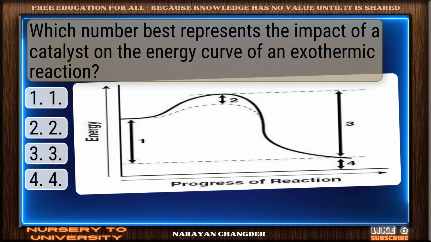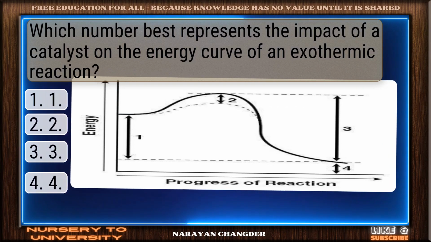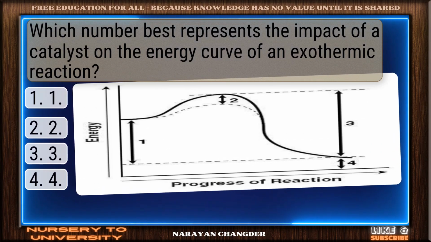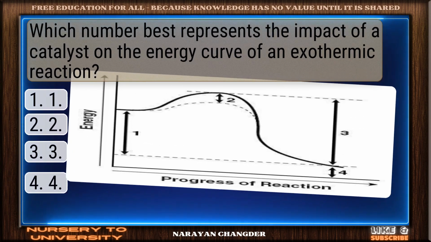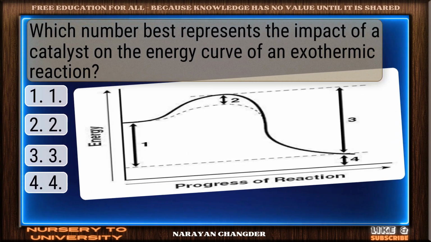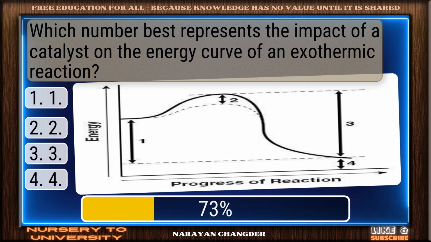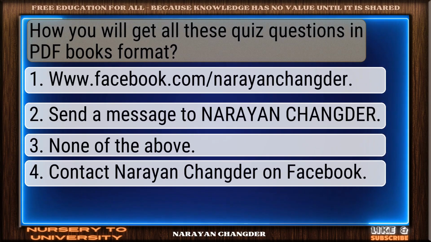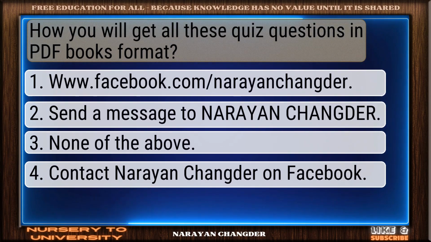Which number best represents the impact of a catalyst on the energy curve of an exothermic reaction? Option 1, 1. Option 2, 2. Option 3, 3. Option 4, 4. Correct, 2.